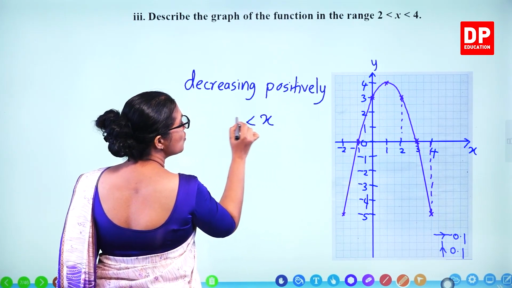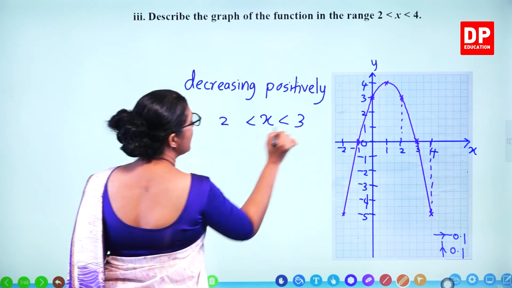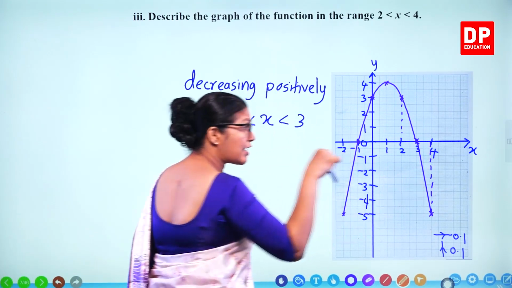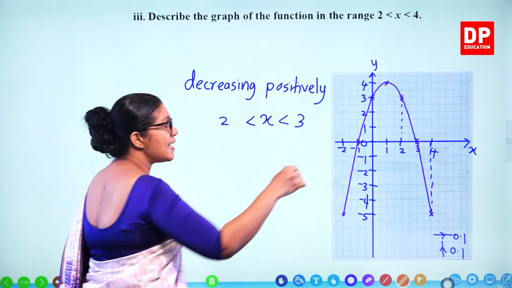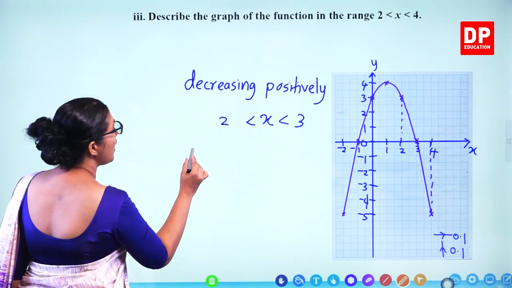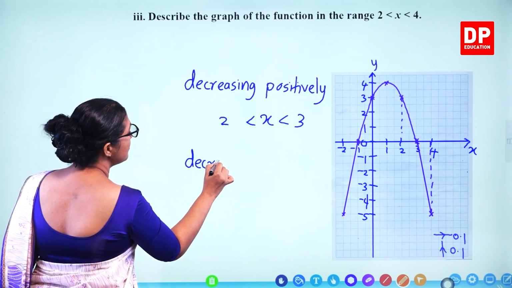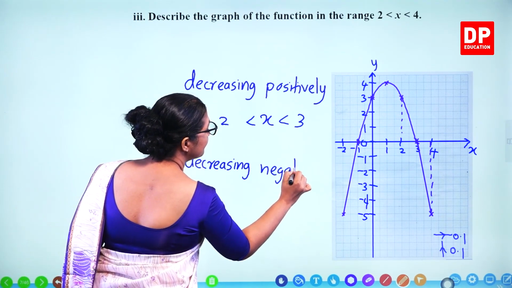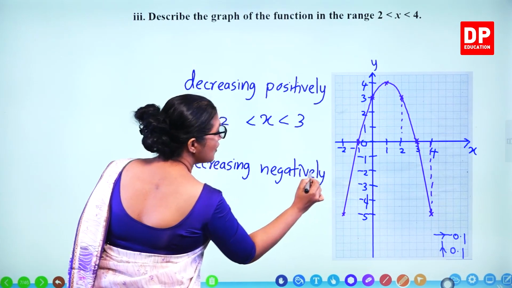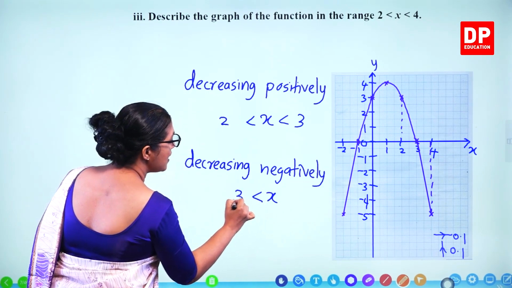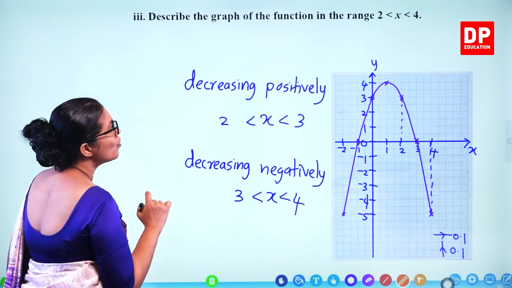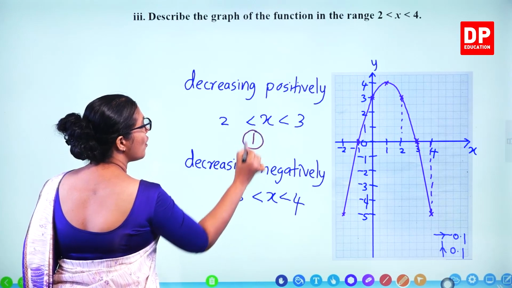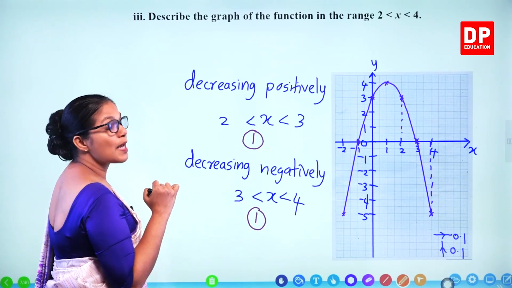when x is in between 2 to 3. Then here to here, 3 to 4, what happens? It's also decreasing, but it's decreasing negatively. So you can write decreasing negatively when x is in between 3 to 4. So 2 marks you can get for this question: 1 mark for this and 1 mark for this step.